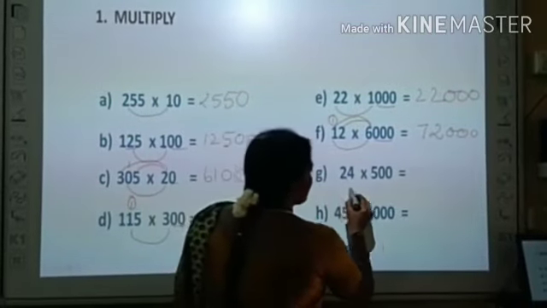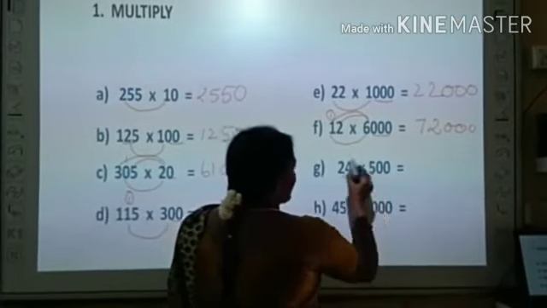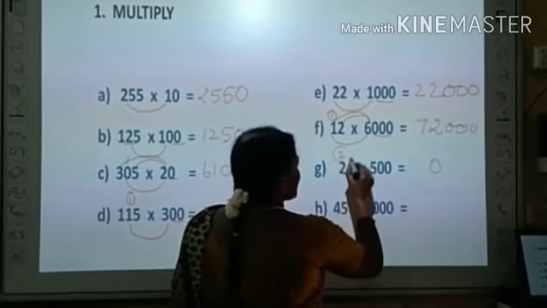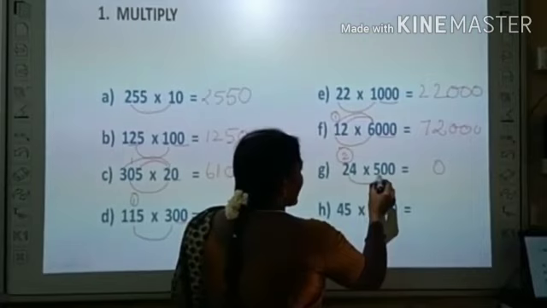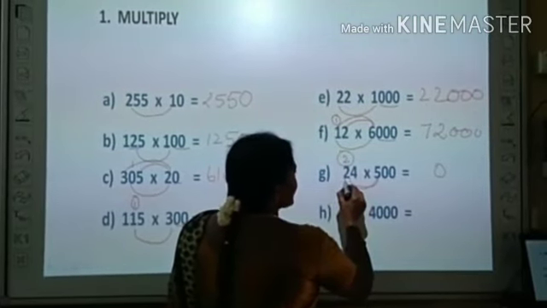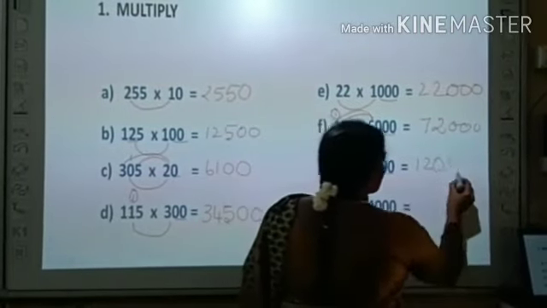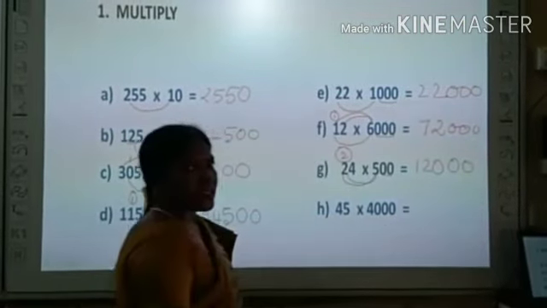Okay. Then next, 24 into 5. Then 5 4s are 20. 0 comes under the ones column. Then 2 is carried over to the tens column. Then again 5 2s are 10. 10 plus 2 is 12. Okay. Then you put 2 zeros to the right side.